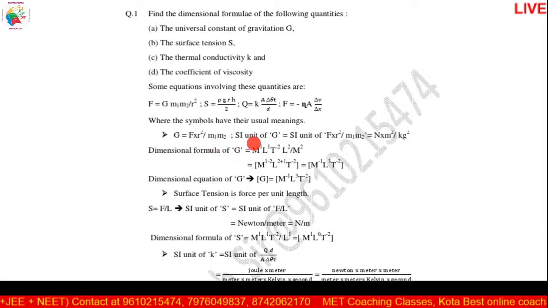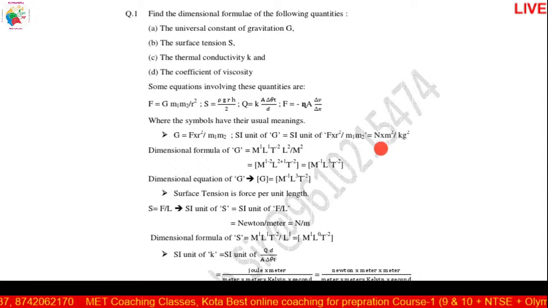Now write both sides. SI unit of G is equal to SI unit of this quantity. Now SI unit of force is Newton and SI unit of distance is meter, and for mass, kilogram into kilogram, you will get kilogram square. Okay, so SI unit of G is Newton into meter square divided by kilogram square.